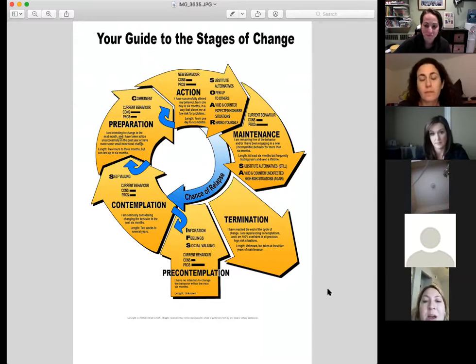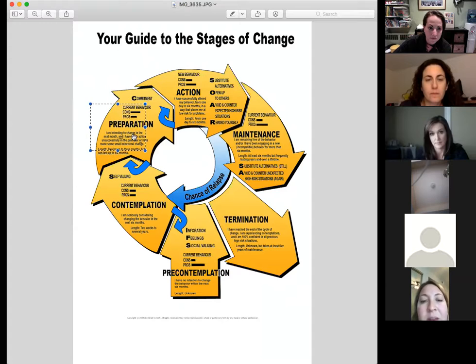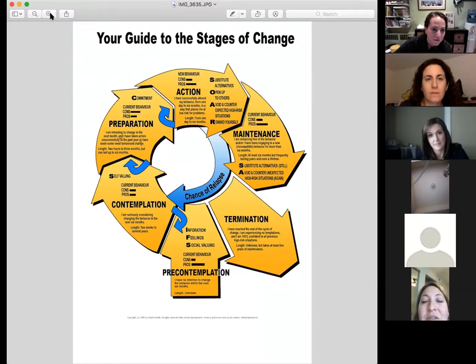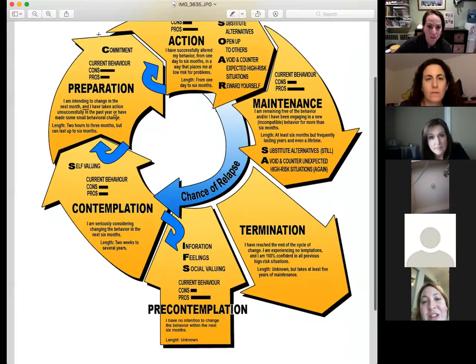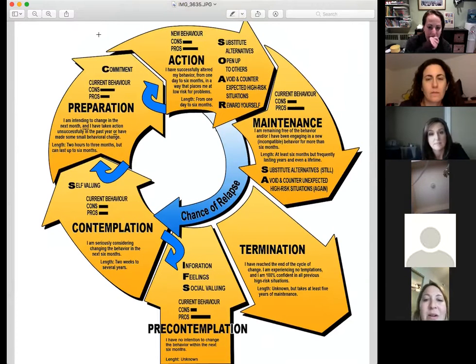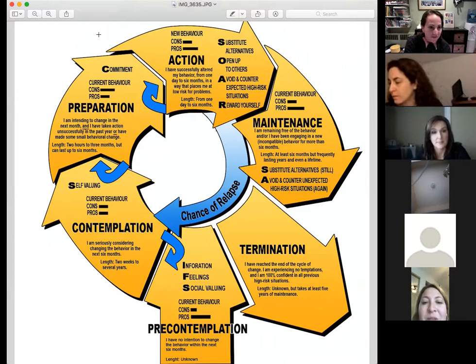Okay, now the preparation stage. So I'm intending to change in the next month, and I have taken action unsuccessfully in the past year or have made some behavioral change. This says 2 hours to 3 months, but can last up to 6 months. So people can be in this preparation phase.